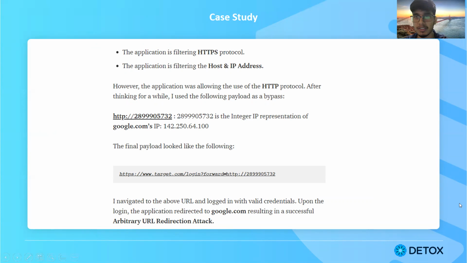Further, after fiddling across the application, I took google.com's IP and converted it into the integer IP representation, which looks something like this. Then I added the HTTP protocol in front. The final payload looks something like this: target.com/login?forward=http:// followed by the integer representation of Google's IP. As soon as I hit enter and clicked on login after providing valid credentials, I was successfully redirected to google.com, and the URL redirection attack was indeed successful.